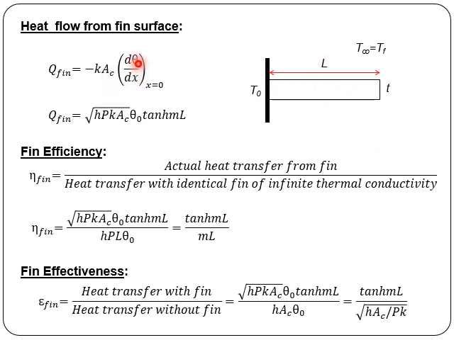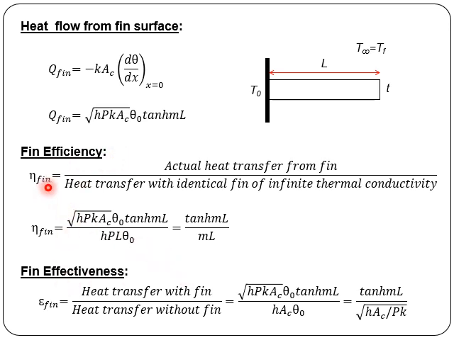So if I substitute dθ/dx at x equal to 0, so whatever expression we got for θ, if I take the differentiation of that and substitute it here, I will get Q of fin equal to the square root of hPkA θ0 tanh(ml). So this is an expression which can be used for calculating the heat which is dissipated by convection from this fin with insulated tip. Similarly, there are other important parameters like fin efficiency and fin effectiveness.